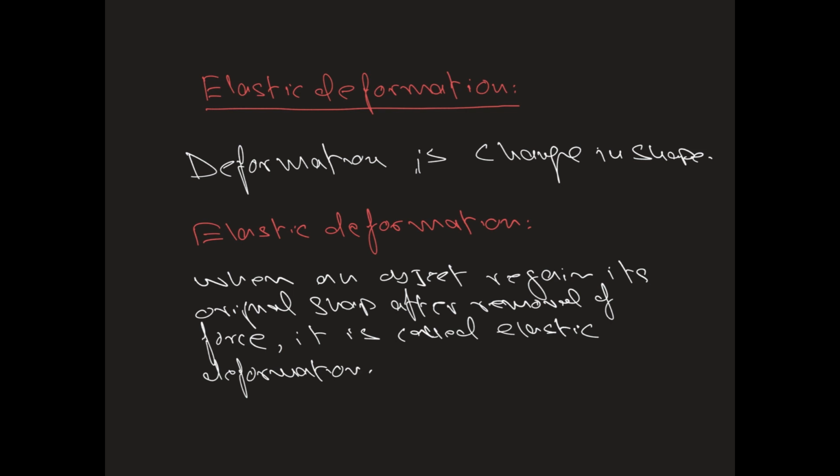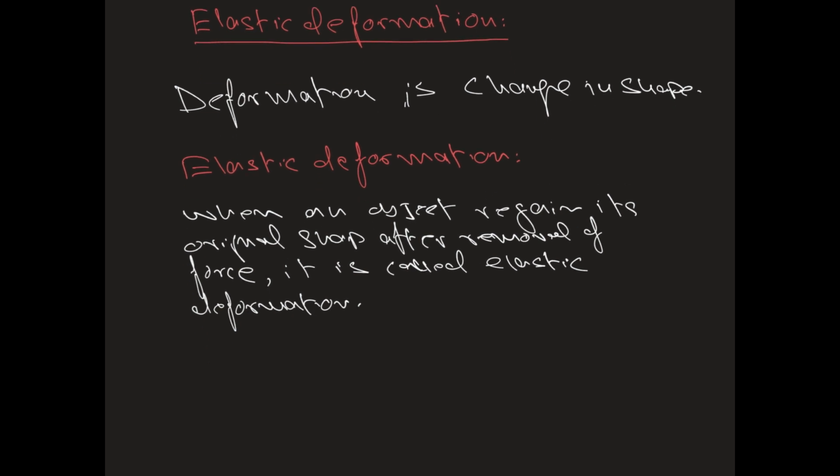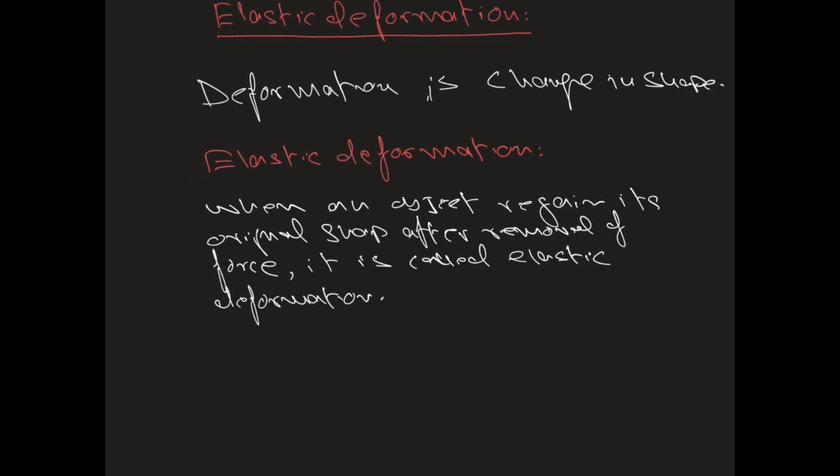Okay, so if an object returns back to the same shape when you remove the force, this type of deformation is called elastic deformation, and such an object is called an elastic object. For example, we have a rubber band, we have a spring. They are all elastic objects because when you apply the force, they stretch. When you remove the force, they return back to the same position.